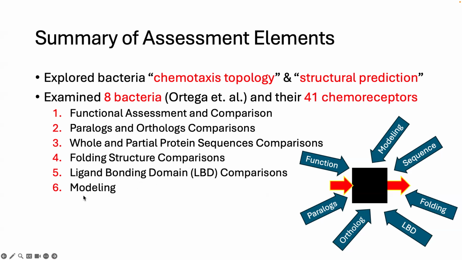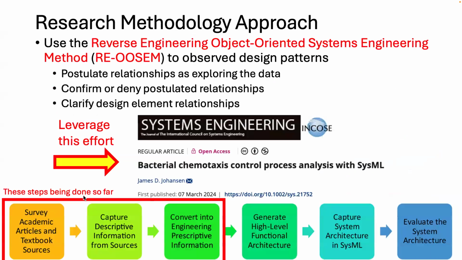And finally, I'll get a chance to introduce a little bit of what I'm trying to do in the area of bonding. So this is a predecessor paper that I leveraged, and it was looking at bacterial chemotaxis control process analysis with SysML. SysML is a modeling language that's used in systems engineering. And so what I'm trying to do is to postulate relations that you could observe in the data, as well as confirm or deny things that may not have proven to be correct. And so it's an iterative process and also trying to clarify design element relationships.